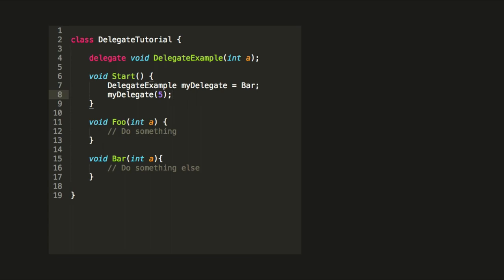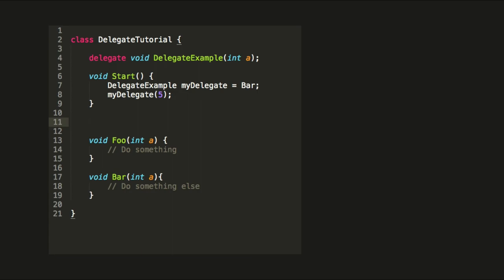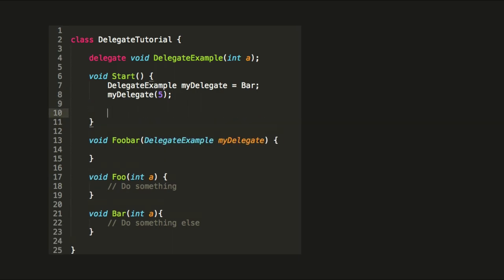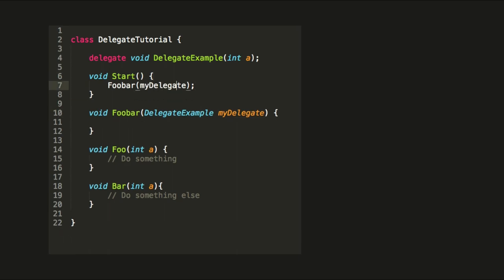Now that we can store references to methods inside a variable, this means that we can pass methods into other methods. So if we make one more method called foobar, taking in a delegateExample parameter, which we can just call myDelegate as well, then when we call foobar, we can pass in the myDelegate variable. Of course, it's not strictly necessary to create the myDelegate variable above. We could just pass foo or bar directly into the foobar method. Whichever we pass in, the foobar method could then call it in the same way we saw previously by simply writing myDelegate followed by parentheses and passing in values for the parameters.